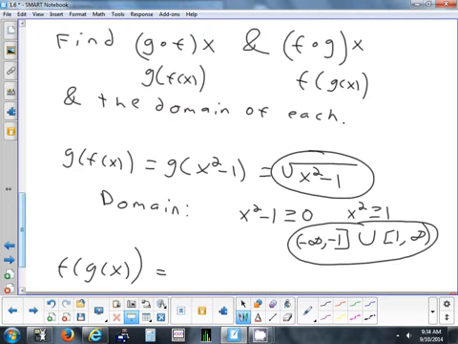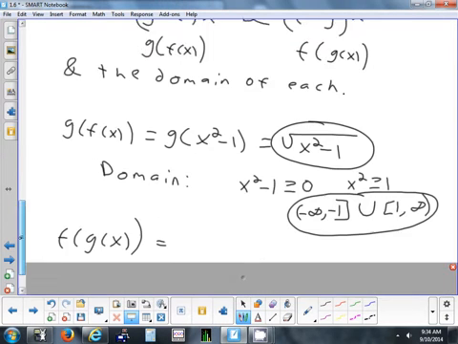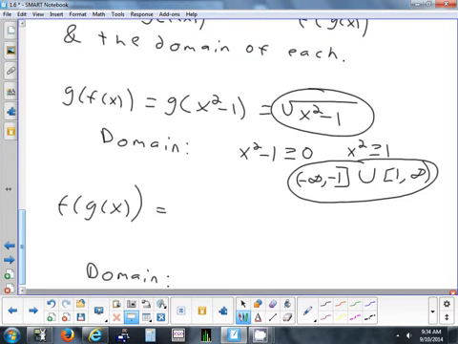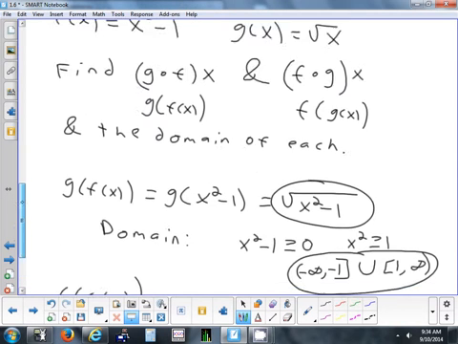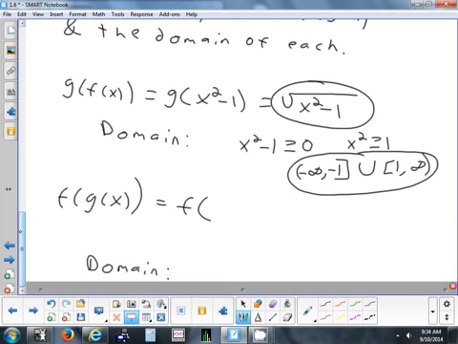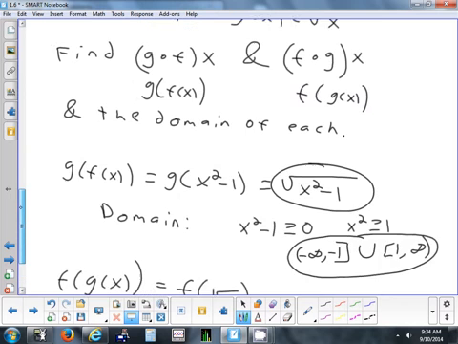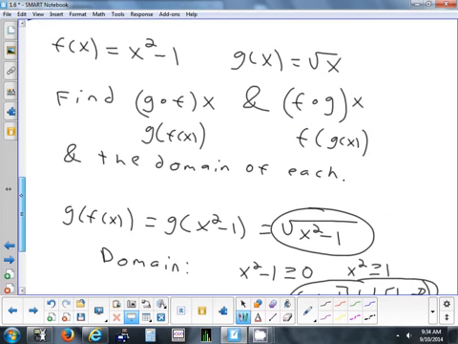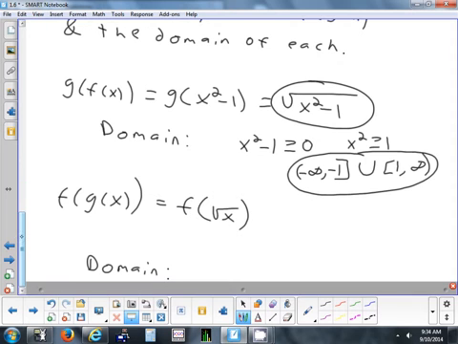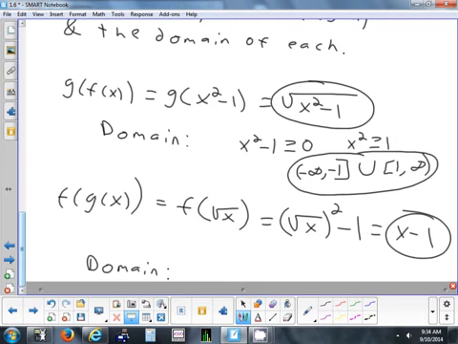Now let's try it the other way and see if the domain comes out the same. Usually it doesn't. Okay, f of g of x. So it's f of square root x. In fact, I think we did one just like this earlier. So I want to plug square root of x into f, and I'm going to get the square root of x squared minus 1. Yeah, we did one just like this.